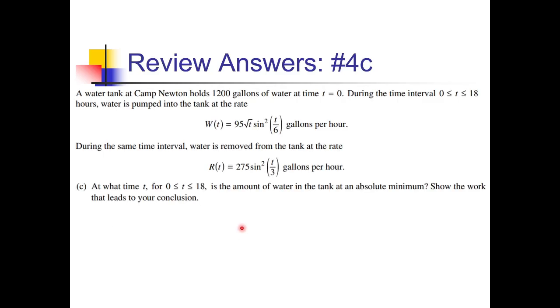For part C, they want to know at what time between 0 and 18 is the amount of water in the tank at an absolute minimum, and then show the work for that. So what I want to do is find some critical values using my G prime function that I created earlier. That's again telling us the rate of change of the water. So since I want an absolute min, I'm going to look for places where my G prime goes from negative to positive. I'm going to look for local mins, and I'll use those as critical values. So G prime changes negative to positive, where exactly?